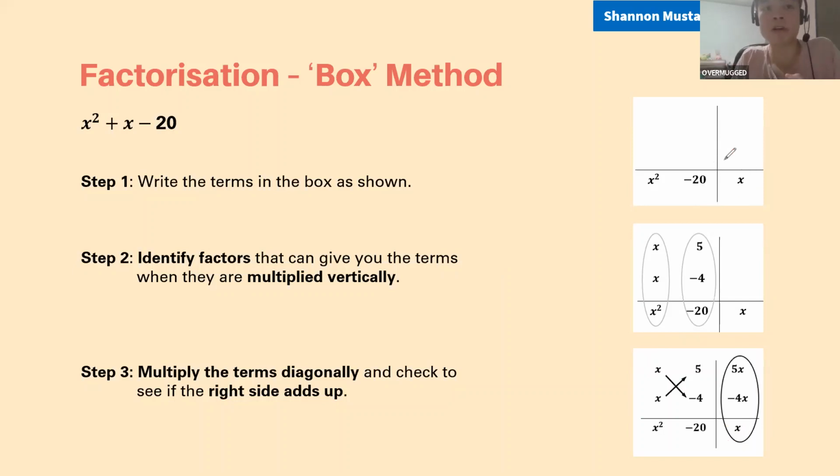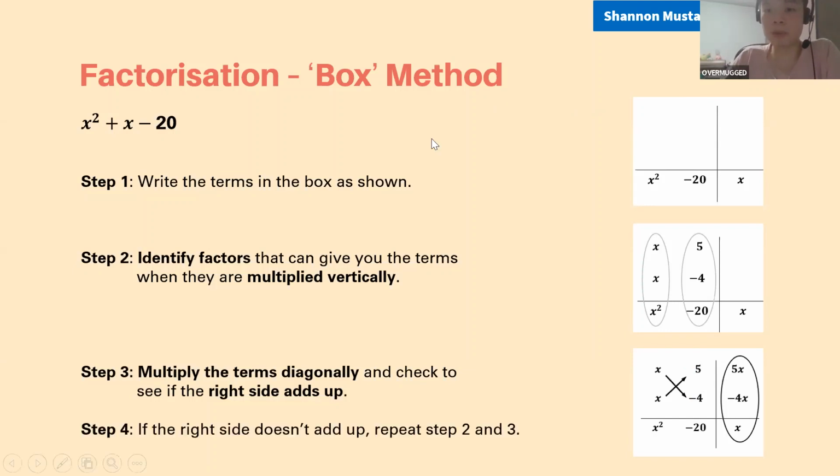So there's a bit of trial and error involved over here. If it doesn't work out, then you probably need to try other factors, or maybe swap the sign here and there. So consider those, keep trying until you get the terms over here. So this is the box factorization method.